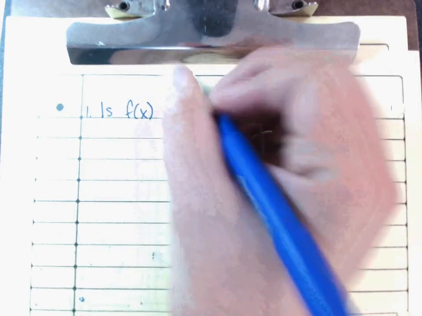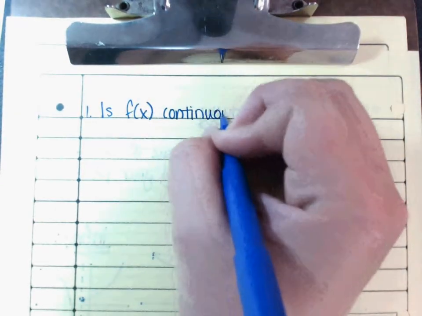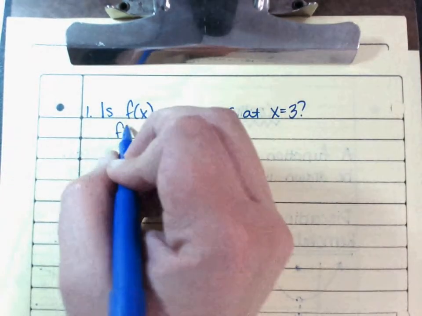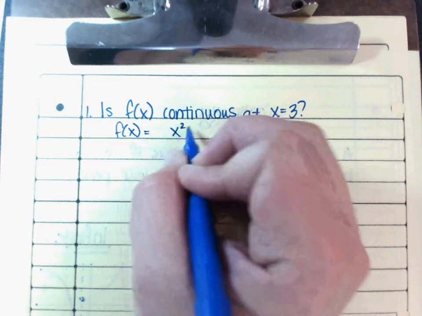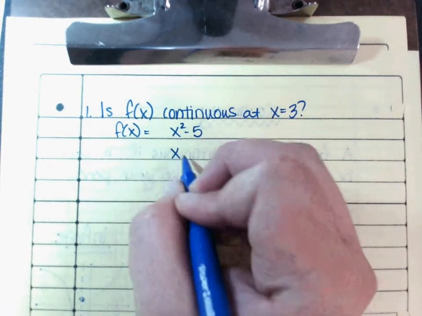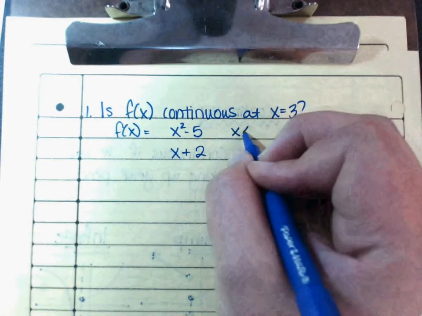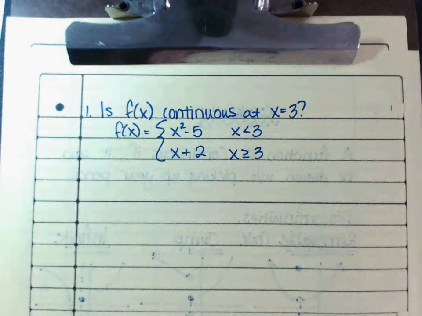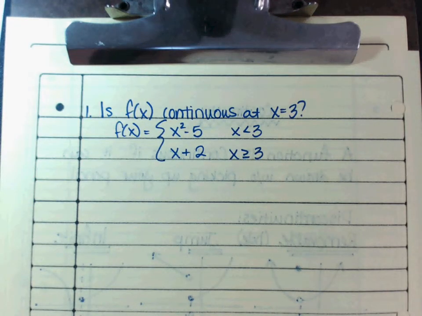So, first question, is f of x continuous at x equals 3? And your function is going to be piecewise, and we're going to use the definition, the 3 parts, to determine whether it is or whether it's not. Okay, so flip back to your notes if you need to.